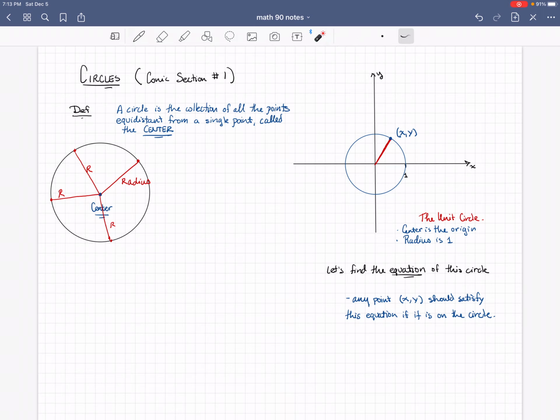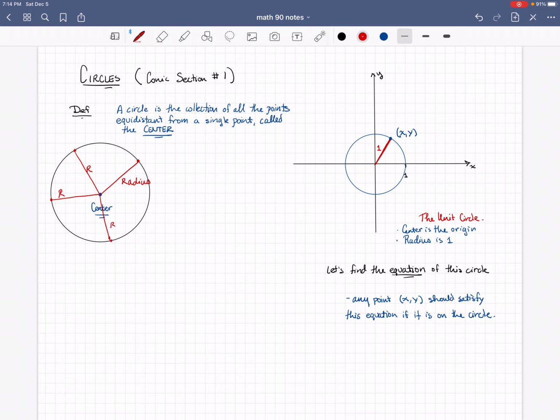Well, we just said over here that a circle is the collection of all points equidistant from a single point. So what we just said over here was that if you take the distance between any point on the outside of the circle and its center, you are going to get the radius. So since this point is on the outside of our circle and this is its center, this length is its radius, so this is 1.